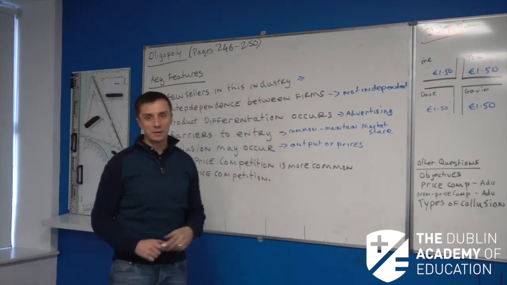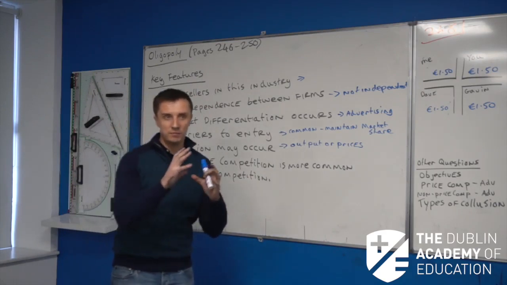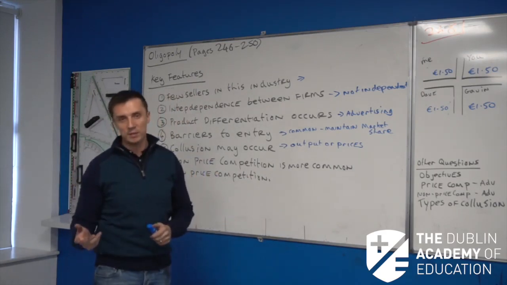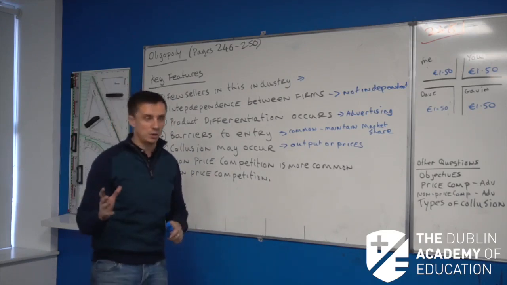There are very few sellers in the industry. These few sellers, 3 or 4, together can control the price of the market, the price of the product being sold, or the output. So they'll have that control of the market.